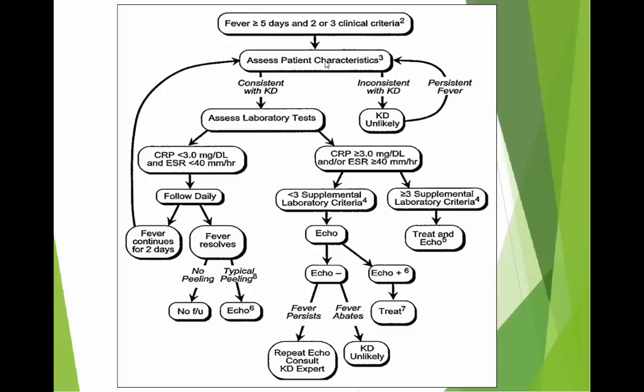Leukocytosis, often with a marked increase in immature cells or shift to the left, is commonly present. Normocytic normochromic anemia and thrombocytosis could be present. Liver enzymes elevated, proteinuria, etc. So you have fever for more than 5 days, and here it says 2 to 3, but it's actually 4 or more in the clinical criteria. So if yes, is it consistent with Kawasaki? Assess laboratory data. Do the sed rate or the CRP marks.